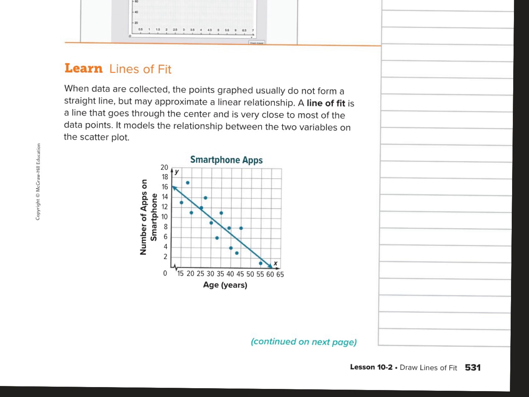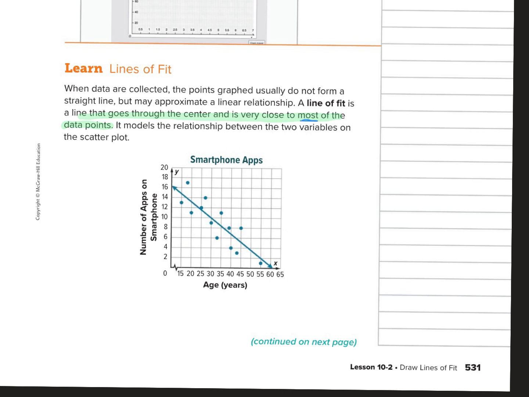Okay, so looking at this here, we have the data points already graphed into a nice pretty scatter plot. They don't form a straight line. They do have a linear relationship, a linear association. We talked about that in the last class. So we can draw a line of fit in here. A line of fit is a line that goes through the center of our data and is very close to most of the data points.